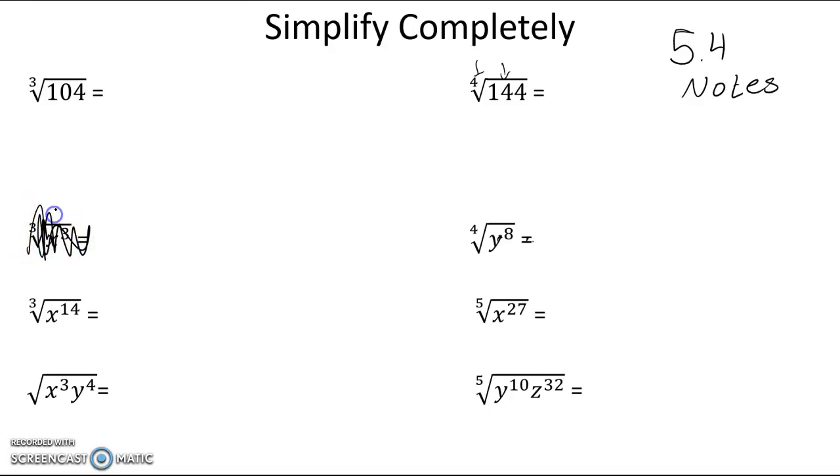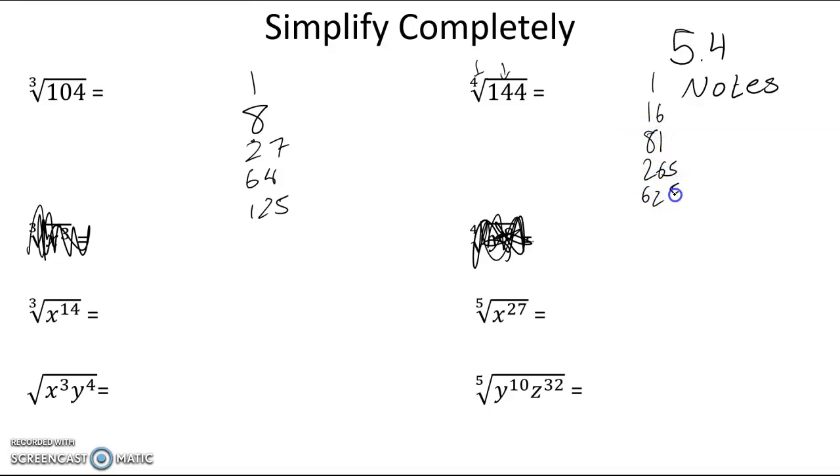First thing I'm going to do is cross out these examples here. We don't use these, so I'm just going to cross those out. Okay, so first thing I'm going to do is write out a list of perfect cubes here. So it's 1, 8, 27, 64, 125, and that's good there. And then right here, I'm going to list out my perfect fourth roots, which is 1, 16, 81, 256, and then 625. Okay, so these are my perfect cubes, and these are my perfect fourth roots, or fourth powers.